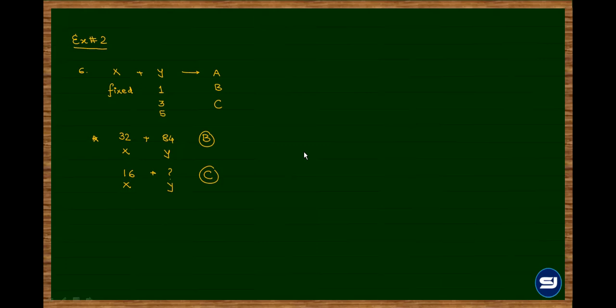Okay. Any other method? They said fixed mass of X, so you convert the 16 to 32. 16 to 32, yes. Then the other side will also become twice, and then you take the ratio. Ratio of what to what?